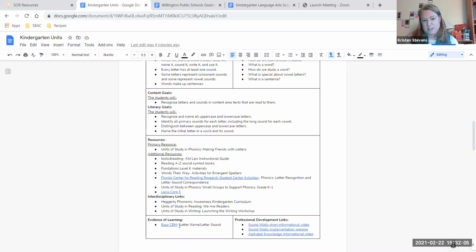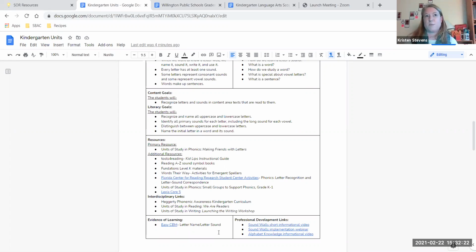The main evidence for learning is the letter name, letter sound assessment from Easy CBM. So that just takes you right to that website. That's the main thing that we want our kids to be able to do, is name the letters and name their sounds accurately and efficiently. And that assessment, that's the main assessment for that.